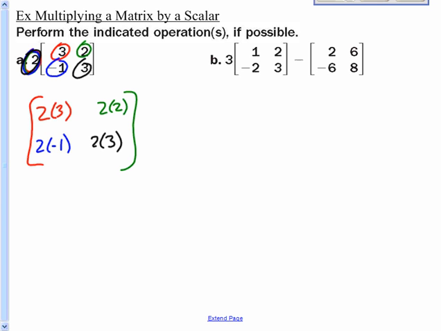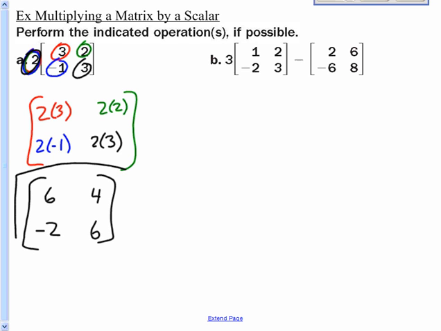And that'll be your solution. So you got 2 times 3, 6, 2 times 2, 4, 2 times -1, -2, 2 times 3, 6. That's how you do scalar multiplication, okay?